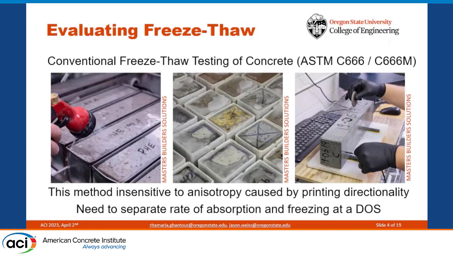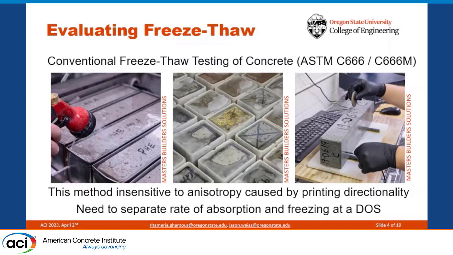One of the conventional techniques that we use for testing the freeze-thaw performance of conventionally cast samples is ASTM C666, where the sample gets immersed in solution and measured up until failure. They measure the modulus of elasticity and then the weight change. You can also measure length change. But this procedure is insensitive to anisotropy caused by printing directionality, and it also doesn't separate the rate of absorption from the damage at a given DOS. So that's what we want to look into: how we could do this on printed materials.